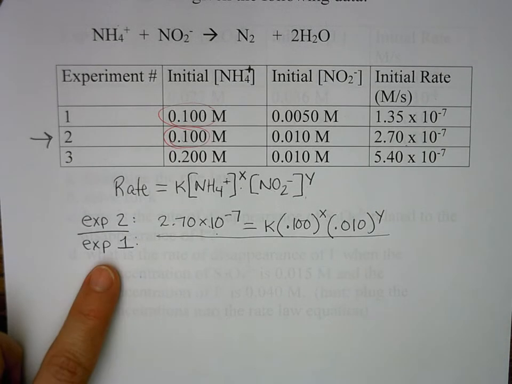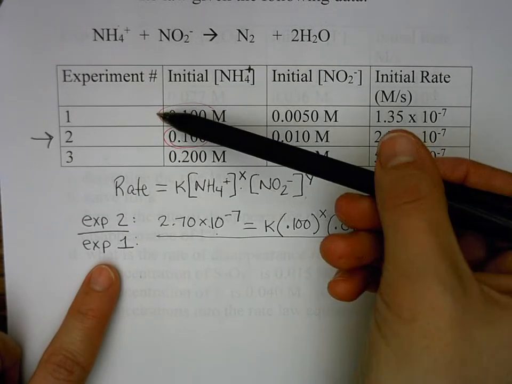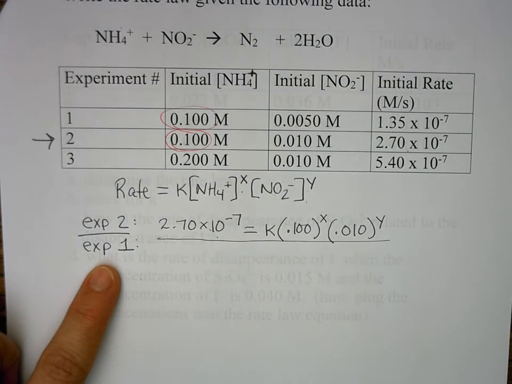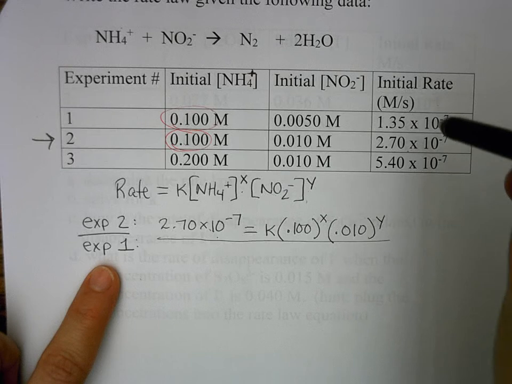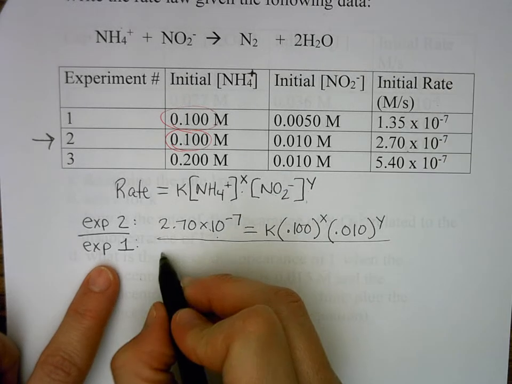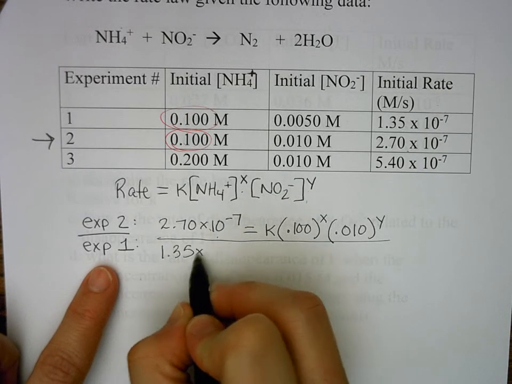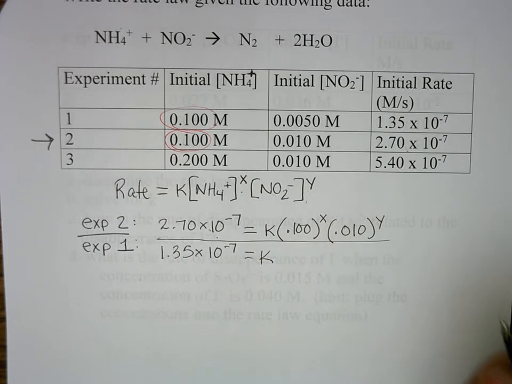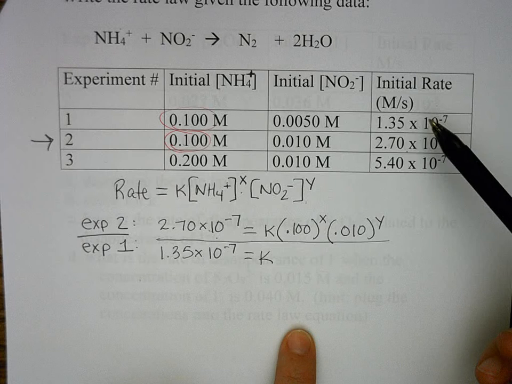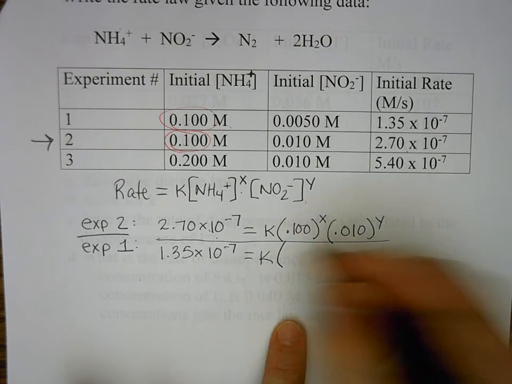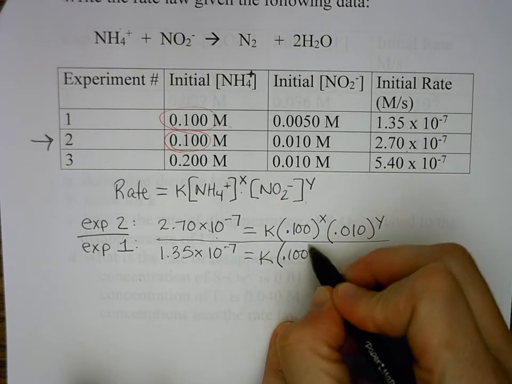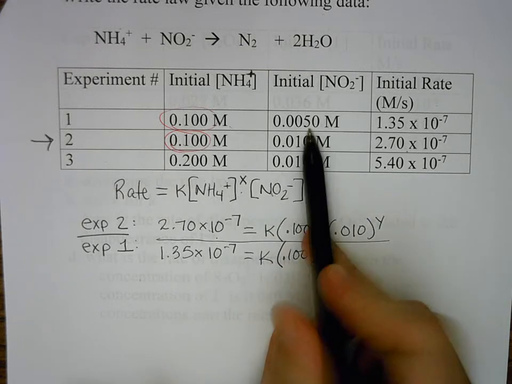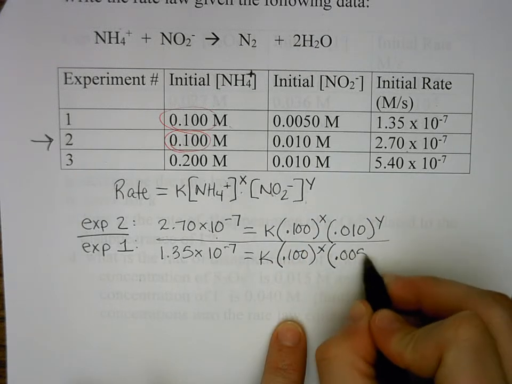I take all of my numbers from experiment 1, and I plug them into the rate law equation, all of this so I can solve for the exponent numbers. The rate for experiment 1 is 1.35 times 10 to the negative 7th equals K. We're not going to know what K is yet. The concentration of NH4 in experiment 1 is 0.100 to the X. The concentration of NO2 minus in experiment 1 is 0.005, and that's to the Y.